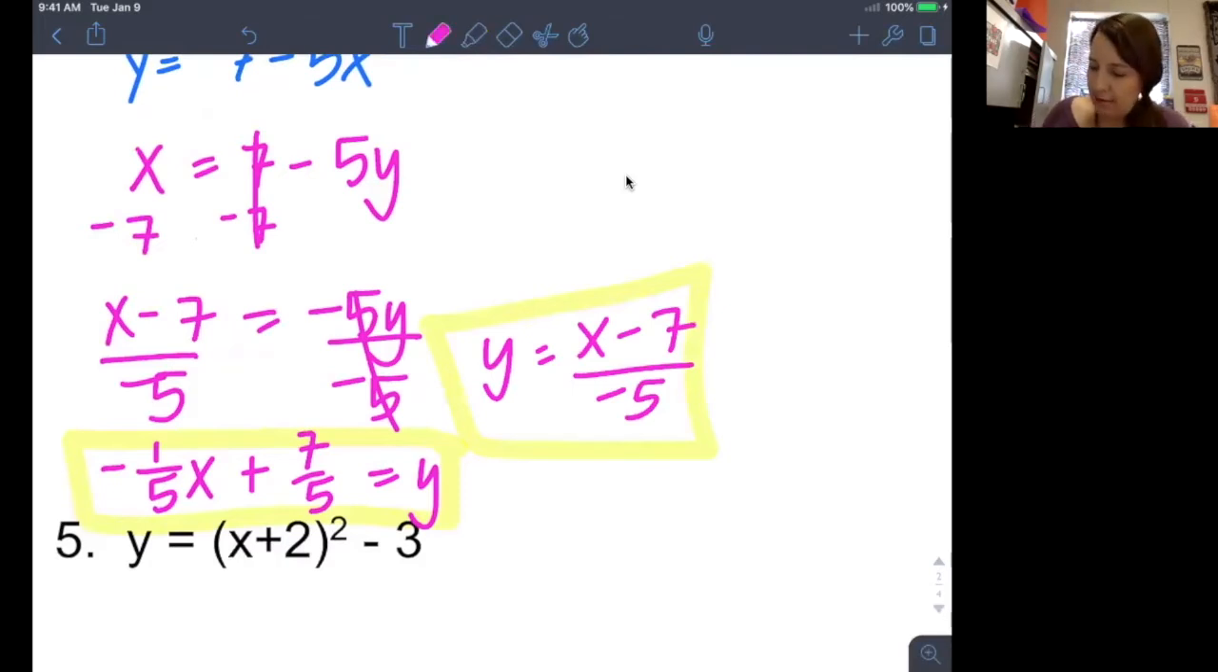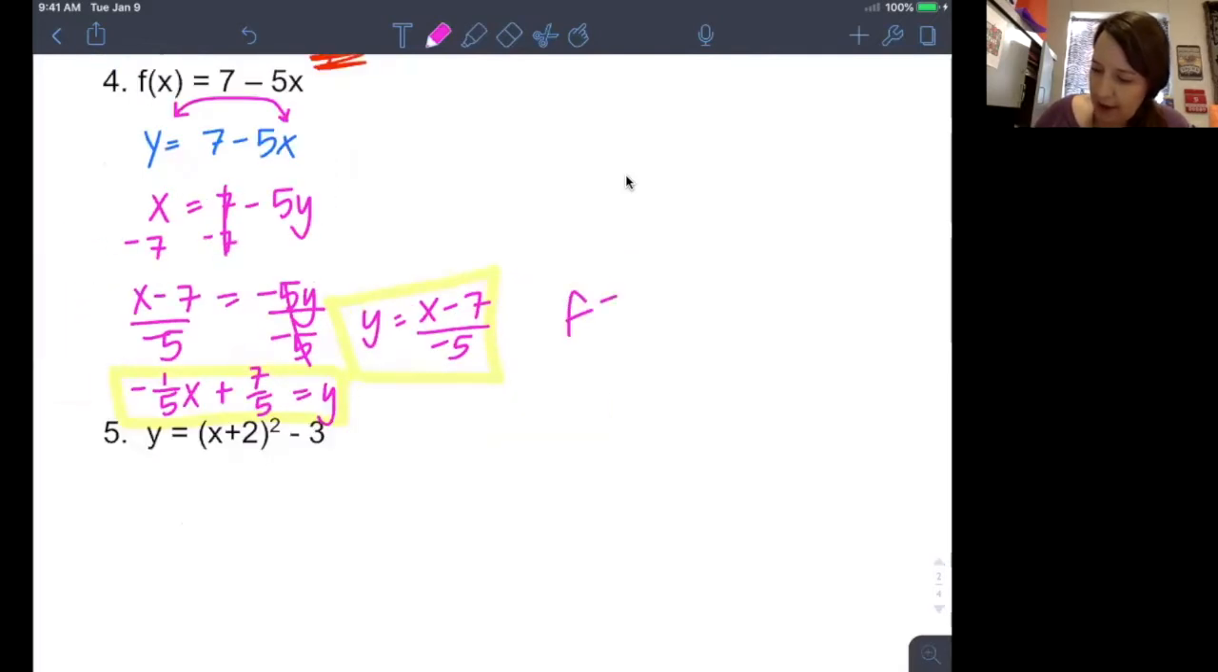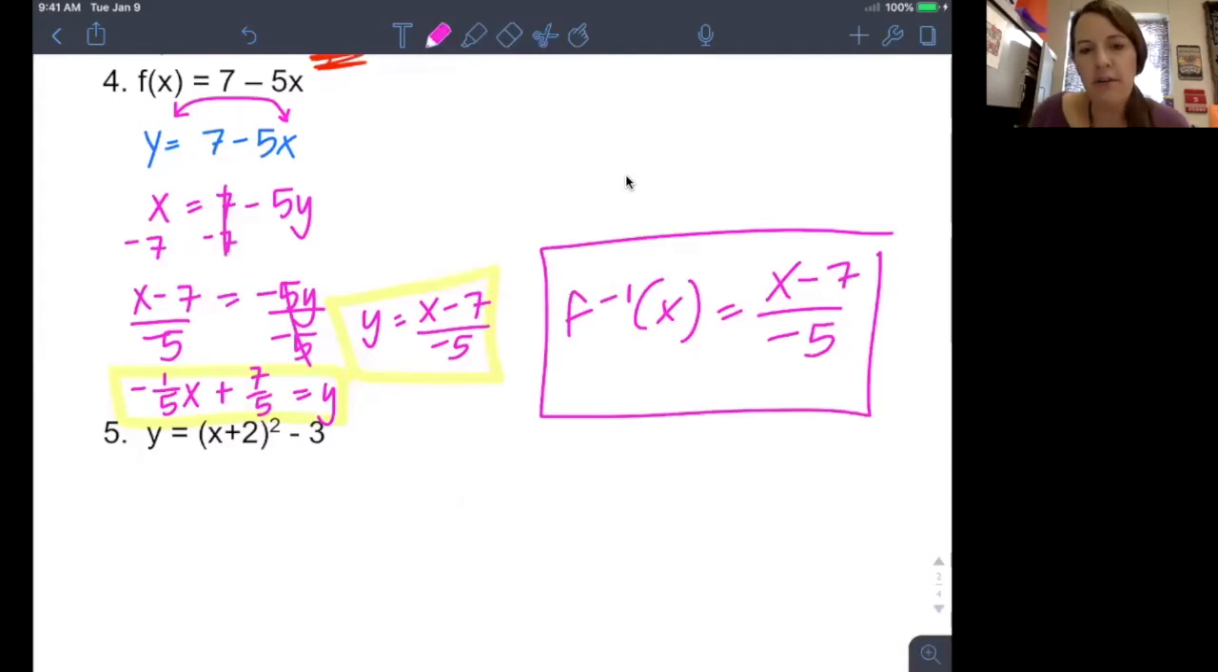Okay, and then our last and final step would be to replace the y with f inverse of x. And I'm going to just leave it as x minus 7 over negative 5. Of course, you could go and graph that in your calculator to see if it reflects over the line y equals x. You would use your original, f of x equals 7 minus 5x, and then your f inverse of x equals x minus 7 over negative 5.